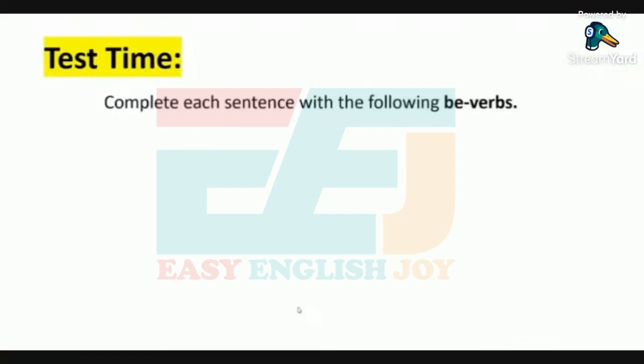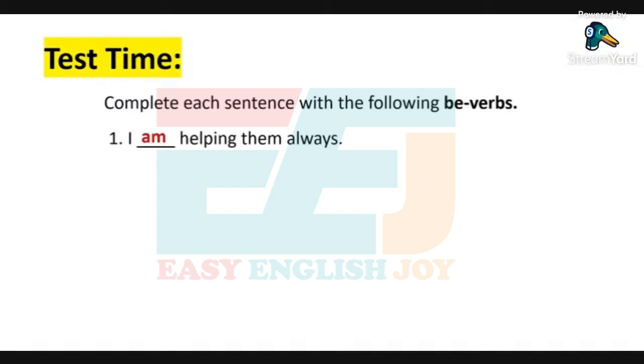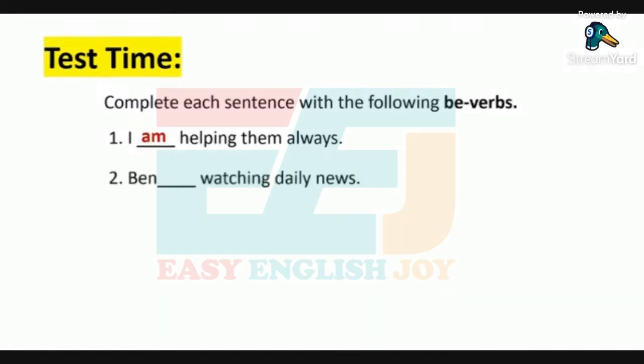Now, let's move on to test time. Complete each sentence with the following be verbs. Again, you have 5 seconds before I'm going to give you the correct answer. Number 1. Answer is am. I am helping them always. Number 2. 5 seconds.